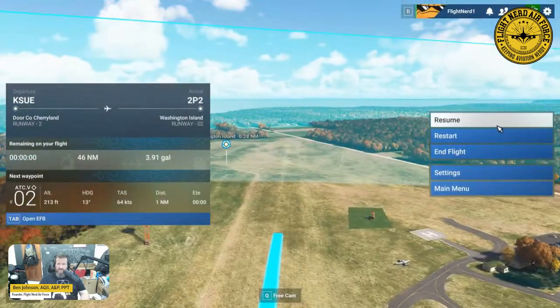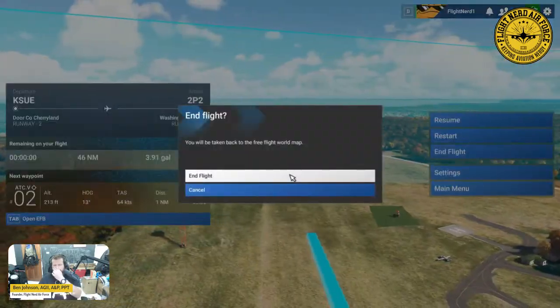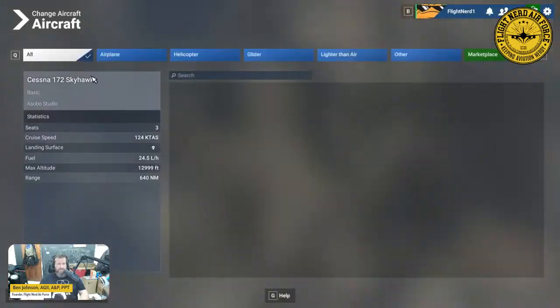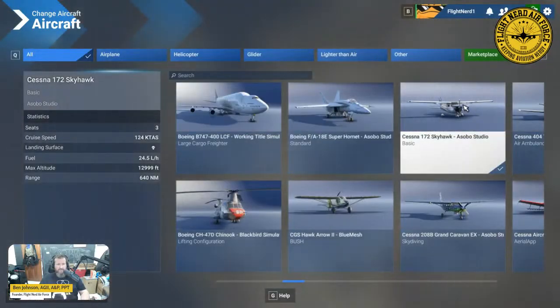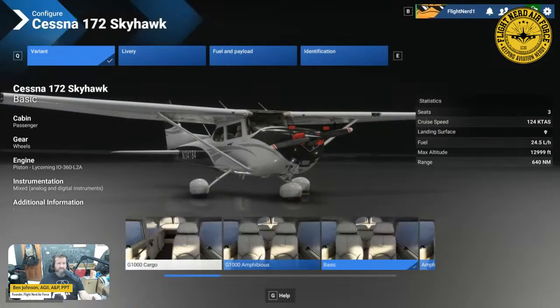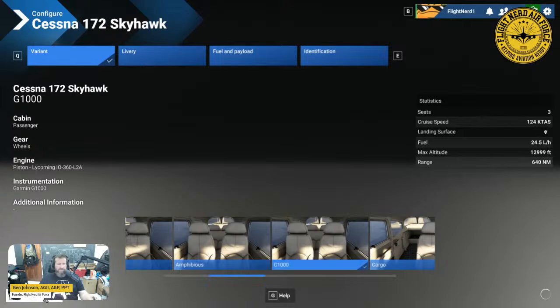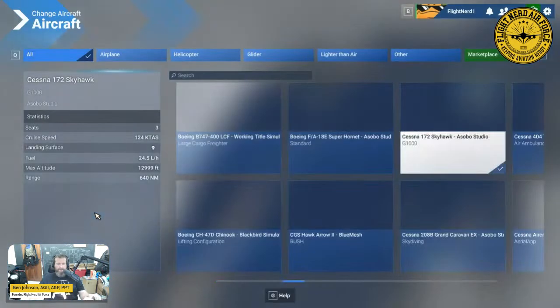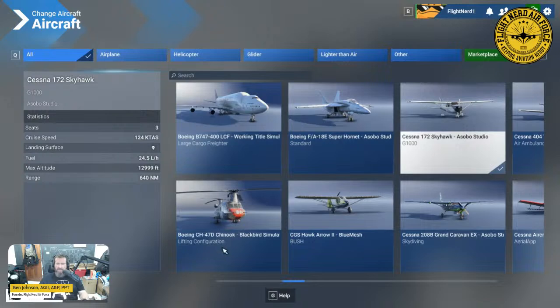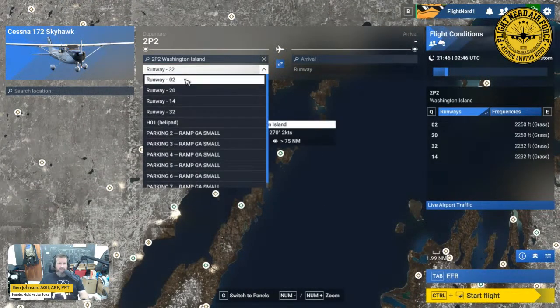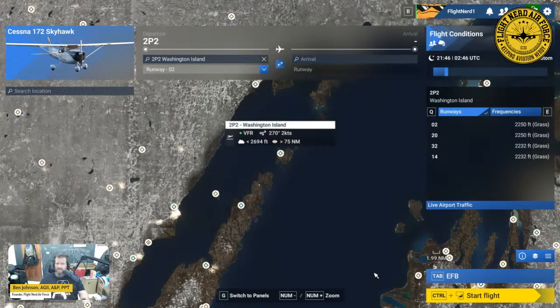So let's go back. We'll end our flight. We will get the Cessna with the Garmin setup going here, and we will show you the primary flight display, the G1000 as it's called. There we go. Save that. And we'll go back to Washington Island from runway 2, which is the one that we just landed on.